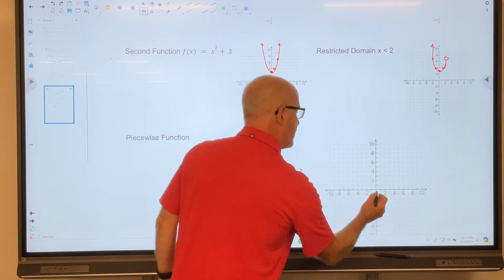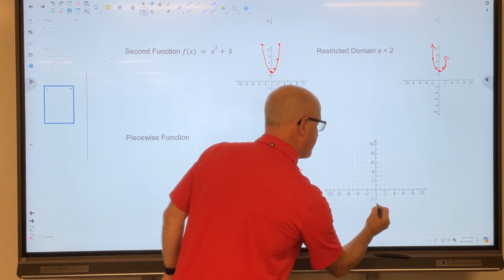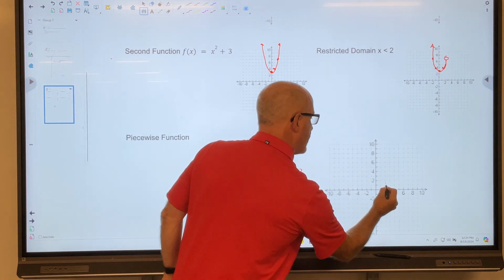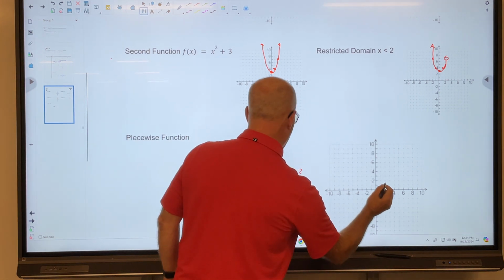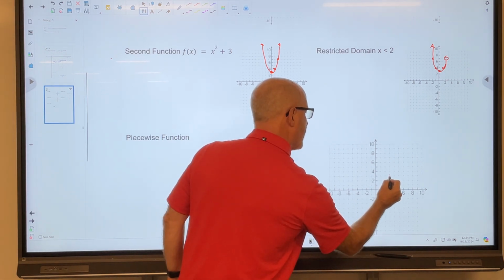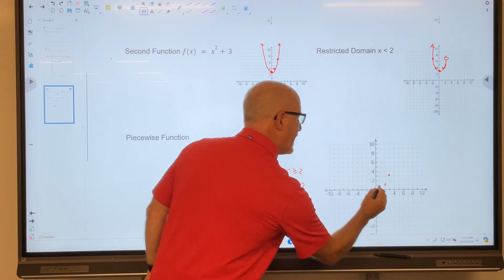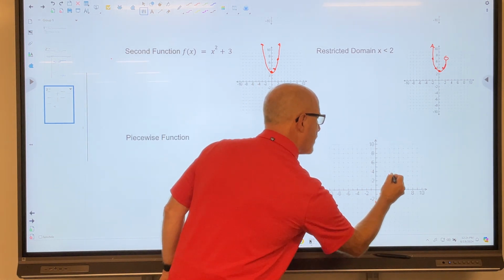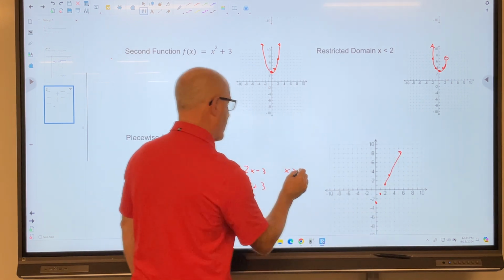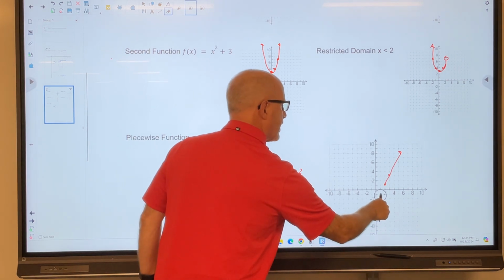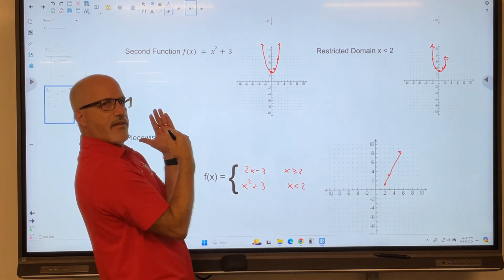So I get my 2x minus 3, and it was a closed dot there. I'm going to go with this here. Okay, and what I'll do is I'll take this and go from here, just this part of the graph, and go up from there, to greater than or equal to 2, and I will erase the rest of it. I don't want this side of 2.